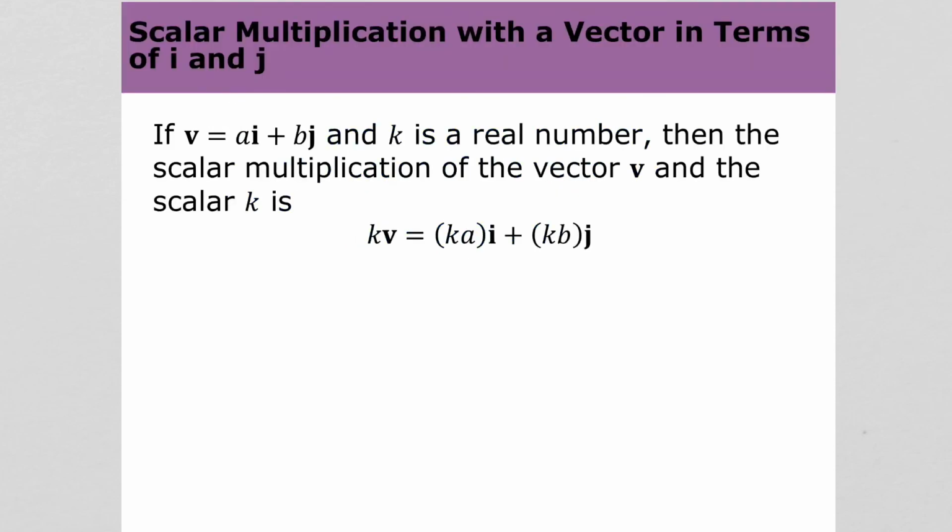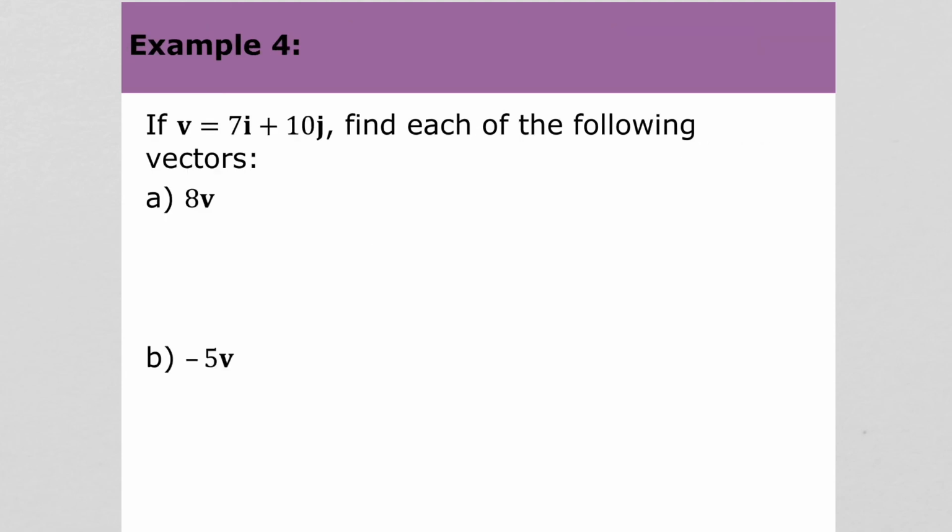And then last, scalar multiplication. In terms of i and j, we're just multiplying both the x value and the y value by our scalar, by a number.